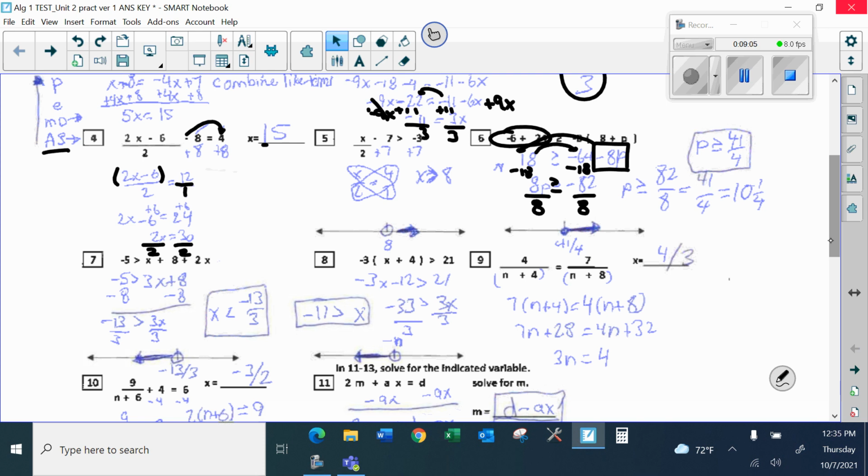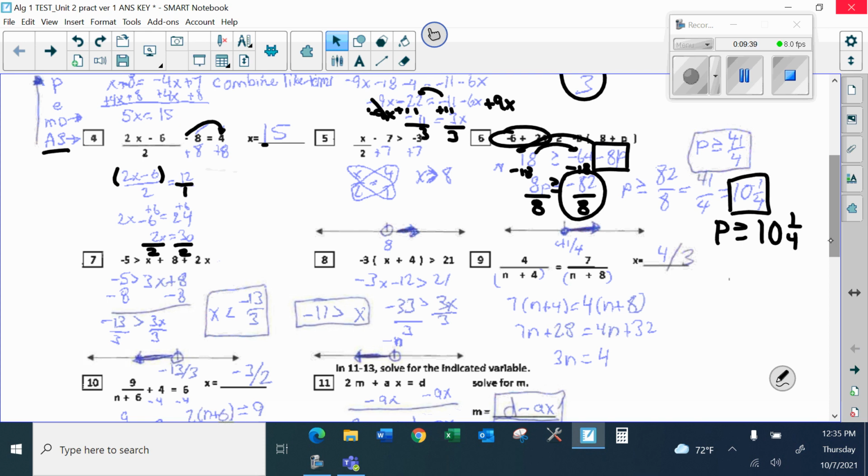The smarter way, as I've taught you in class, is to make the coefficient of the variable positive always. Move it to the side to make it positive. That way you're always dividing by a positive. You don't have to switch any of the signs or the inequality symbol either. Now, I cannot just leave it as negative 82 over 8. I must simplify that. Each divides by 2 down to negative 41 fourths. So I can say p is greater than or equal to negative 41 fourths, or if you want to change negative 41 fourths to a mixed number, that'd be negative 10 and 1/4.